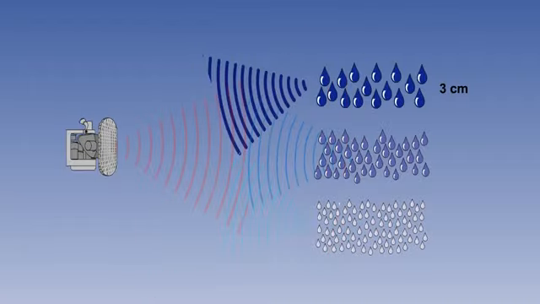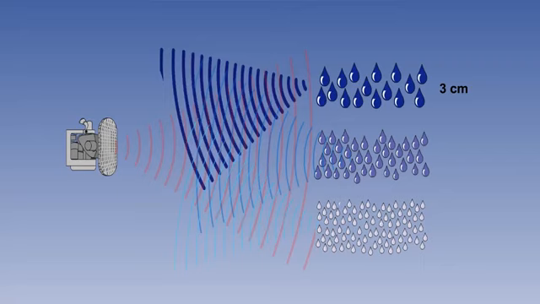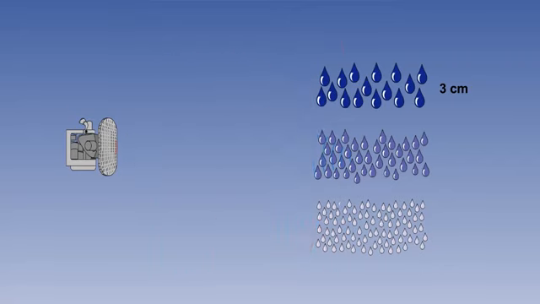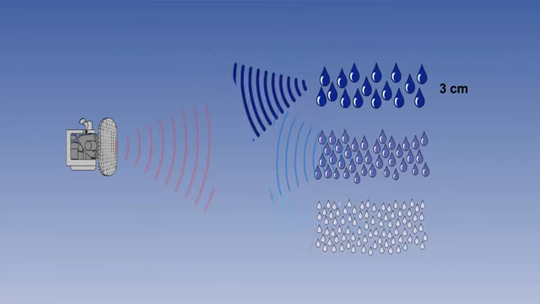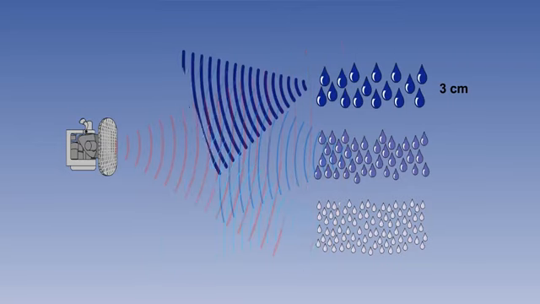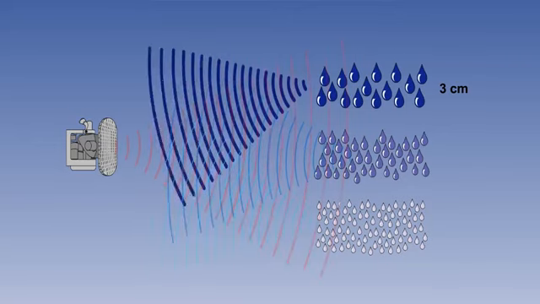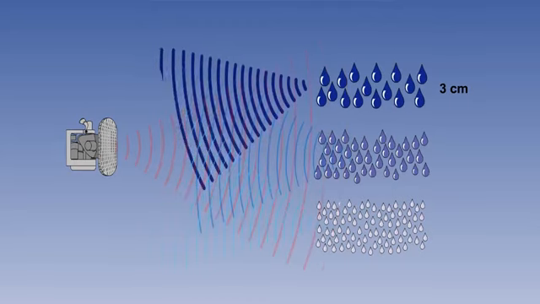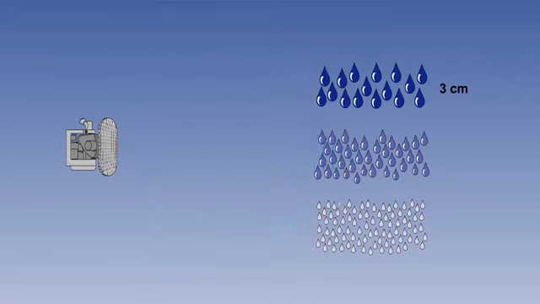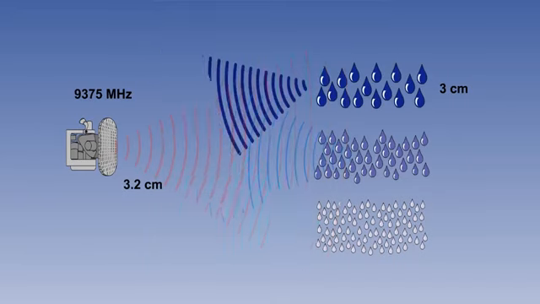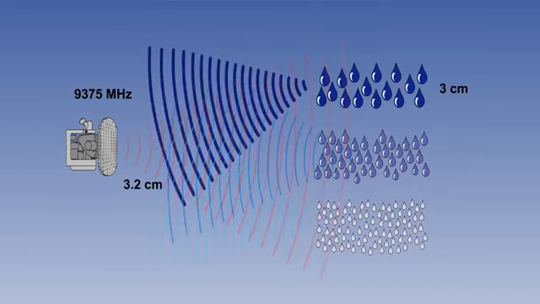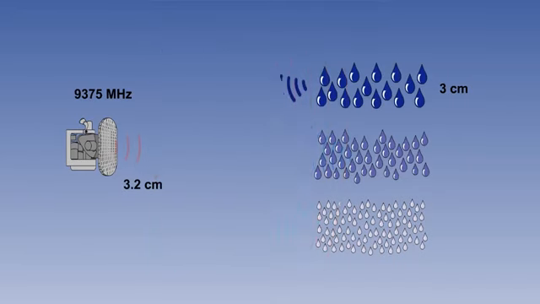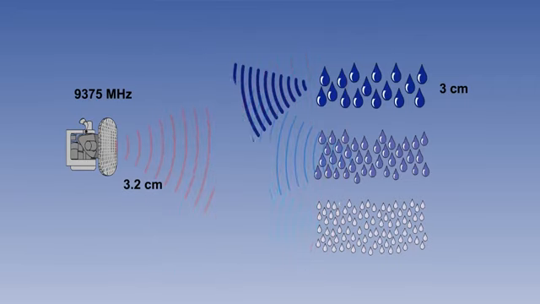The choice of radar frequency is largely determined by the purpose of the radar, which is to detect large water droplets and wet hail. These have a diameter of about 3 centimeters, and so the ideal wavelength is the same size. A typical frequency used is 9375 MHz, which produces a wavelength of 3.2 centimeters.